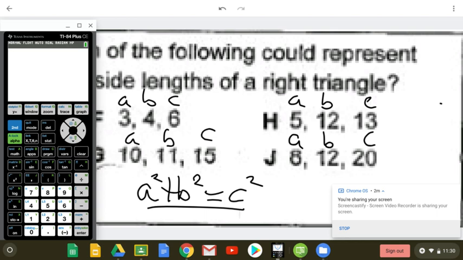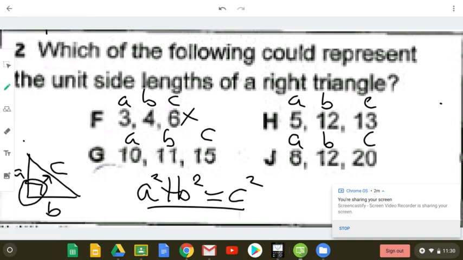So let's try it. I got 3, and I'm going to hit squared, which is right above the log button, squared plus 4 squared. Remember the equals button. Second, math, is equal to 6 squared. Enter. That says 0. So that is not going to represent a situation that could be a right triangle.